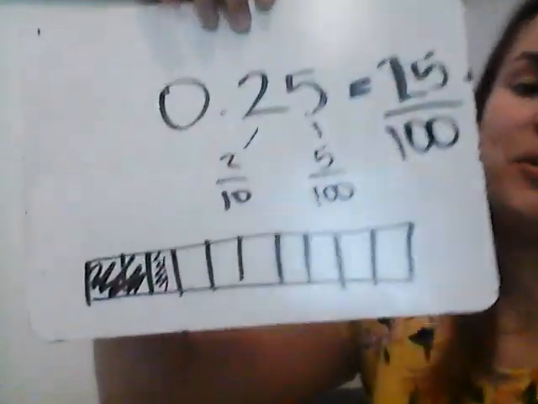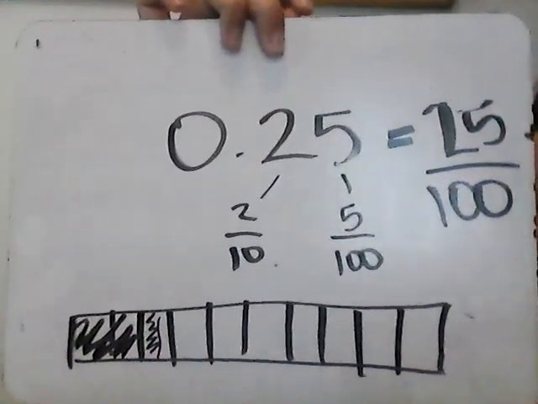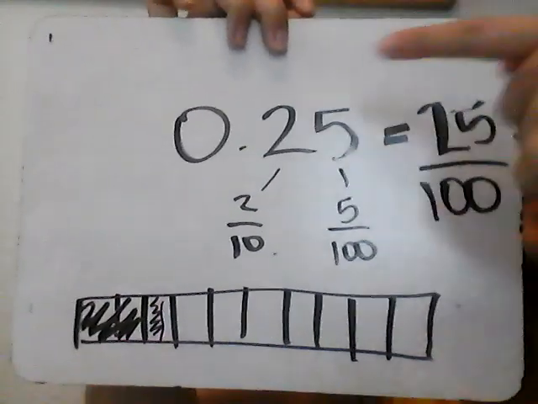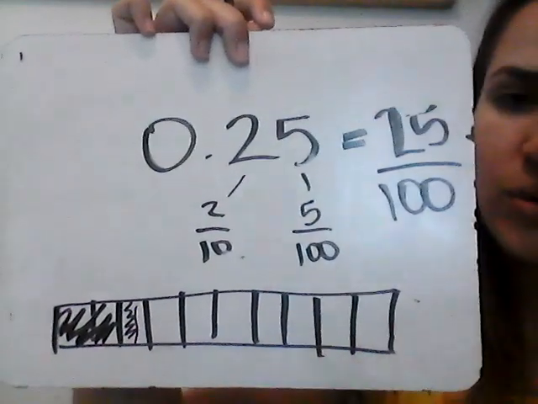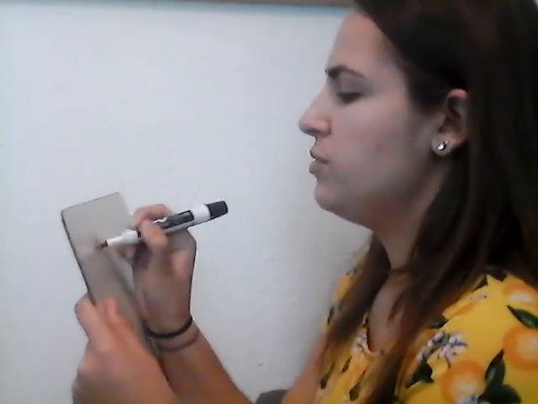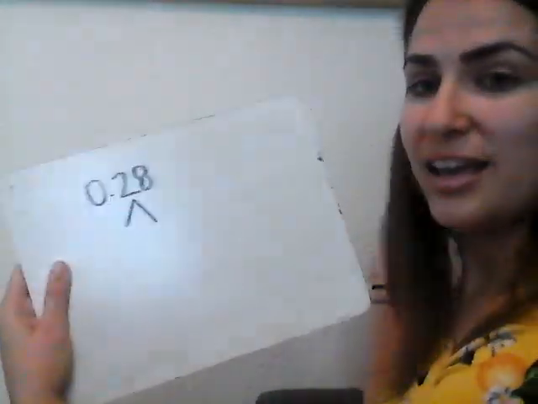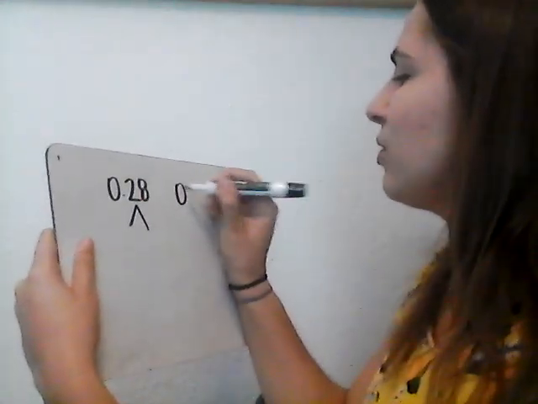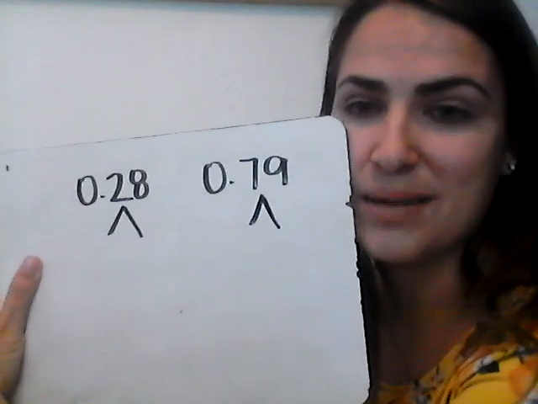All right, you guys. So today you learned how to write and represent hundredths, show them as a decimal, using numbers, using fractions, using a visual model. And you guys are going to practice with 2 different decimals. I'm going to give them to you right now. Your practice problems, you are going to decompose 28 hundredths and draw a tape diagram, and then you are going to decompose 79 hundredths and then draw a tape diagram.